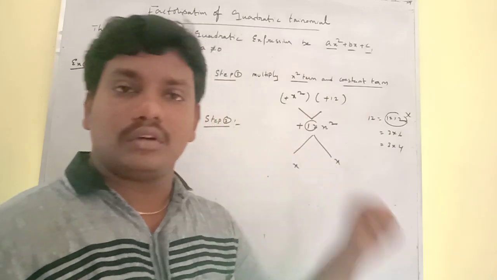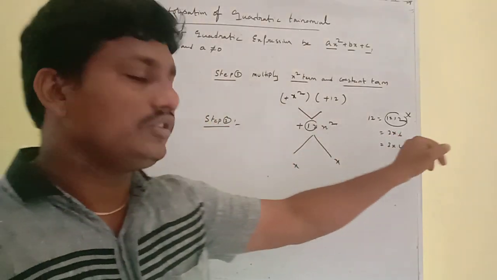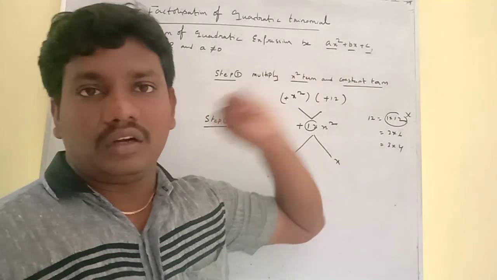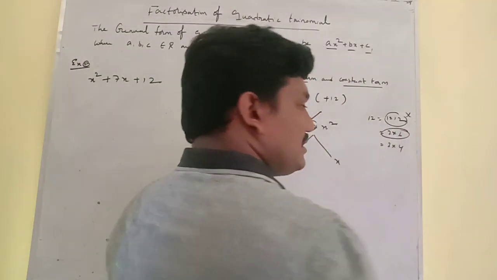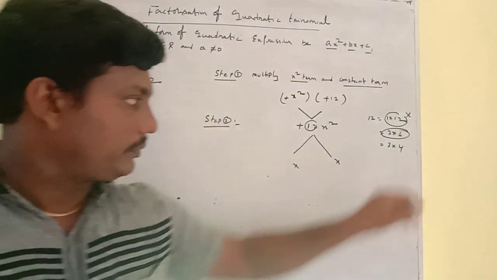6 minus 2 is 4. So is 4 possible? No, 4 is also not there. That's the reason why we are not considering 4 also. That means here 2 and 6 is also not possible. Then 3 and 4, this pair we have to check.